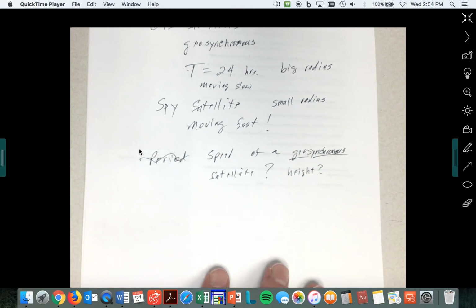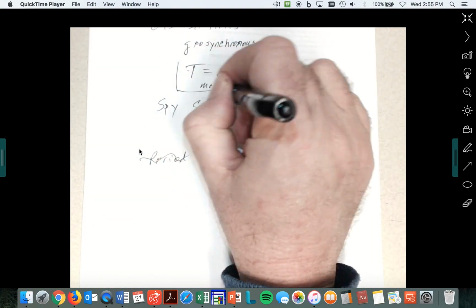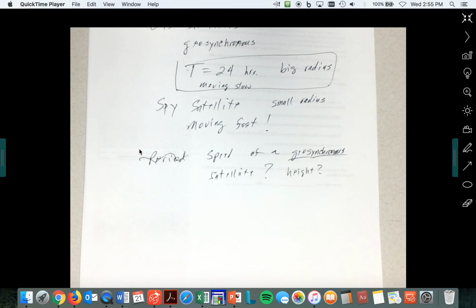All right, we're ready to go. So let's find the speed of a geosynchronous satellite. Remember, a geosynchronous satellite has a period of 24 hours. Spy satellites, which are much lower, travel much, much faster.